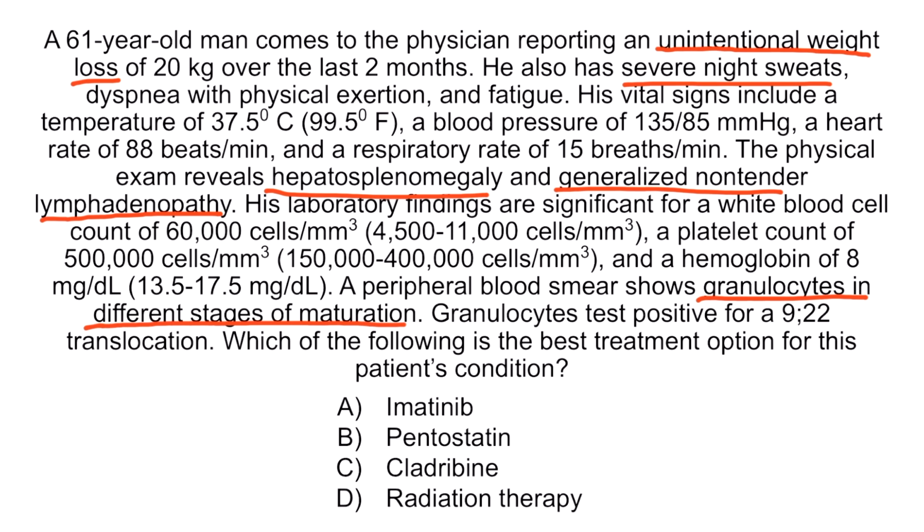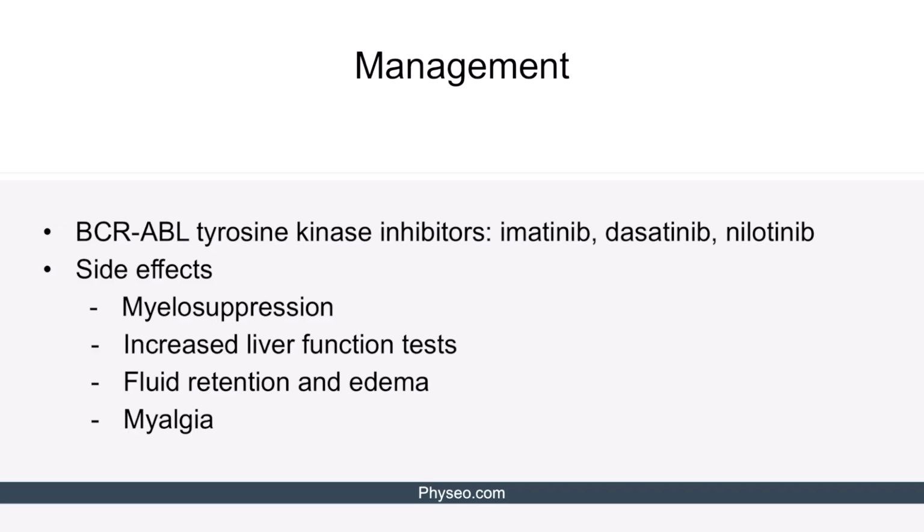A 9;22 translocation in CML creates an abnormal BCR-ABL fusion gene that codes for defective tyrosine kinase. Therefore, the treatment of CML focuses on inhibiting this tyrosine kinase by medications like imatinib, dasatinib, or nilotinib. So the correct answer is option A, imatinib. Recall from this slide that the BCR-ABL tyrosine kinase can be inhibited with drugs like imatinib.